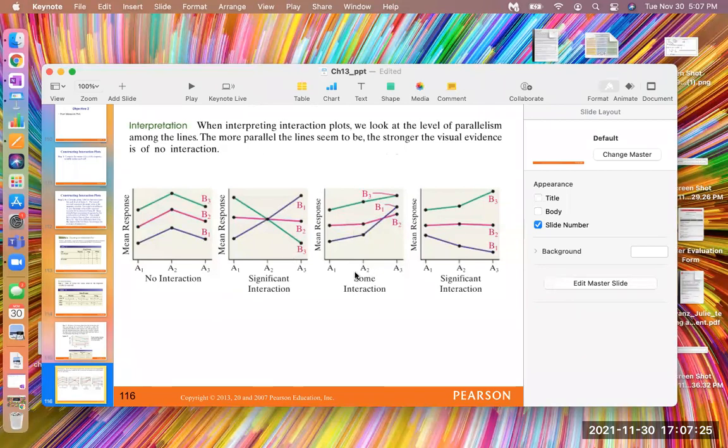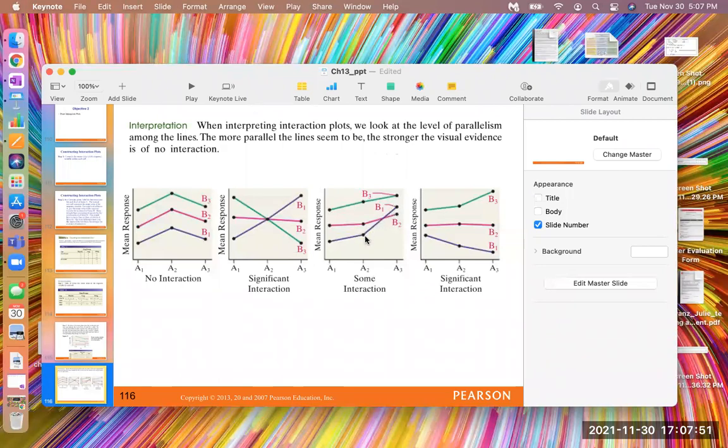Okay, then here's some interaction. This is what the picture would look like. This one kind of looks like it's increasing, then increasing more quickly. And this one's kind of flat. Those are kind of both flat and kind of both increasing. But there is sort of a crossing of the lines here.